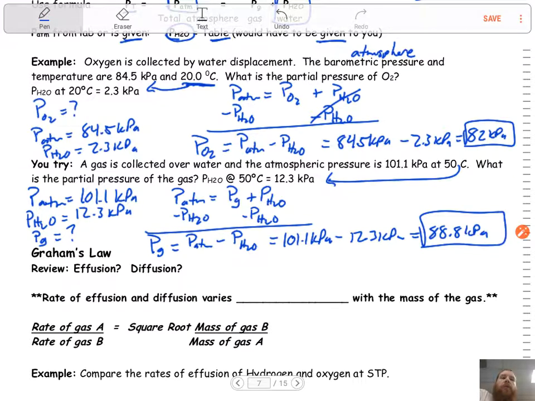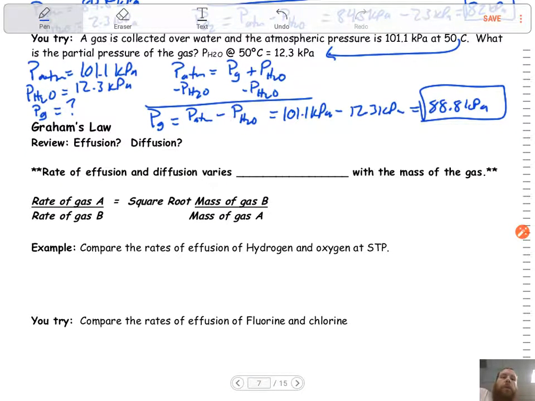But again, if you remember that partial pressure is the sum of all the individual gases, that's pretty straightforward and easy from there. Now, Graham's law is about effusion and diffusion. You guys should know what those mean. Remember, effusion is passing through a tiny hole. Diffusion is just the spreading out or mixing of gases.